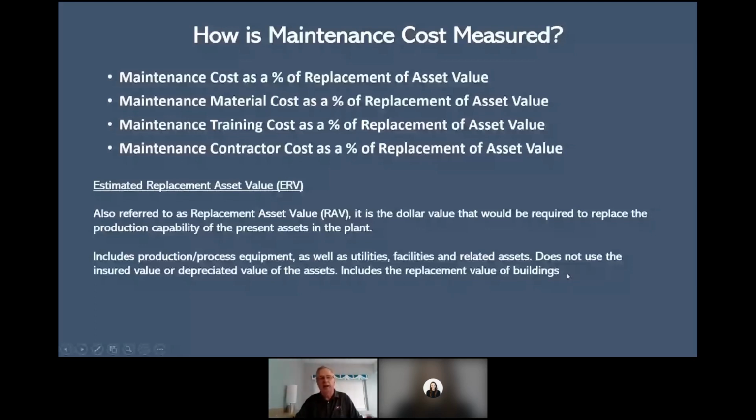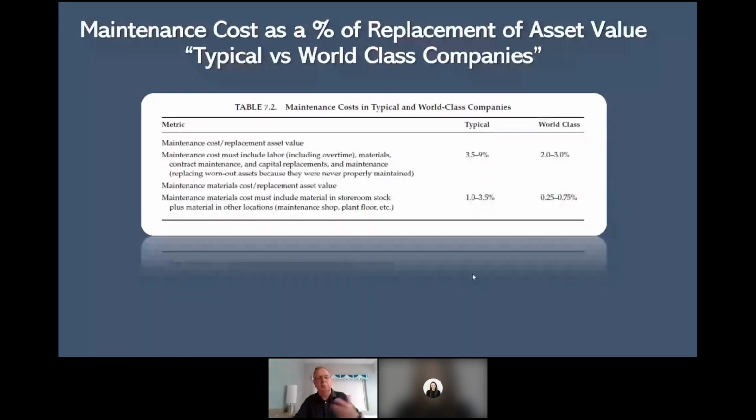I have to say, I just took the statement from SMRP. I believe, because most people can't get the replacement value to cost, the only baseline I got is the insured value. That's what I use. Okay. So maintenance cost is the percent of replacement asset value, typical companies versus world class. Here we got maintenance costs as a percent of replacement asset value, typical 3.5%, world class 3%.